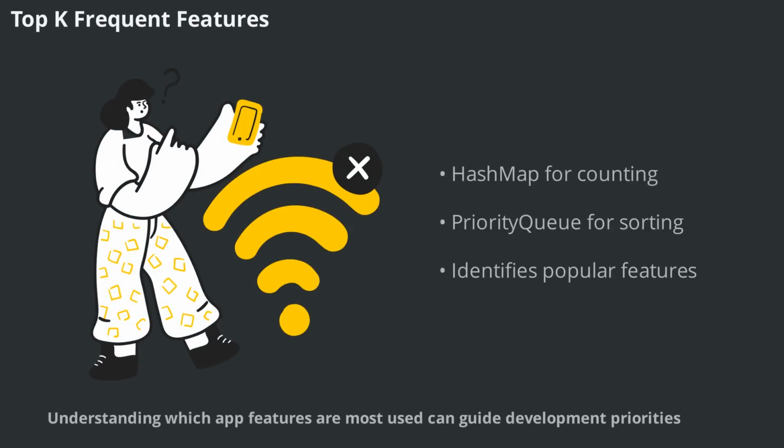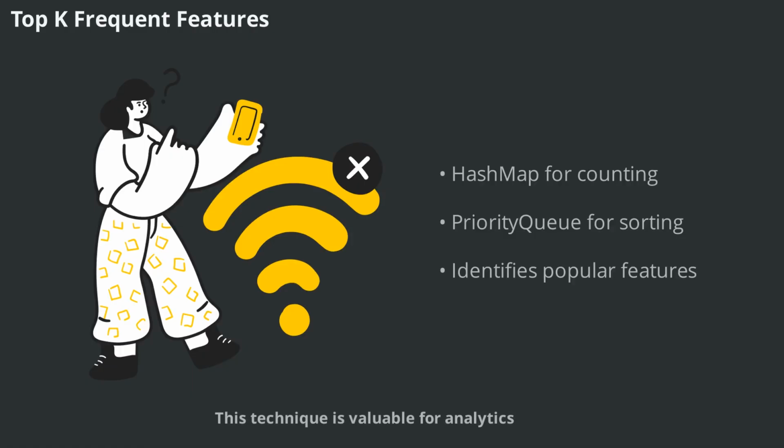Understanding which app features are most used can guide development priorities. Interviewers may ask how to find the top K frequent features. Using a hash map for counting and a priority queue for sorting, you can efficiently identify the most popular features. This technique is valuable for analytics and feature optimization in Android apps.